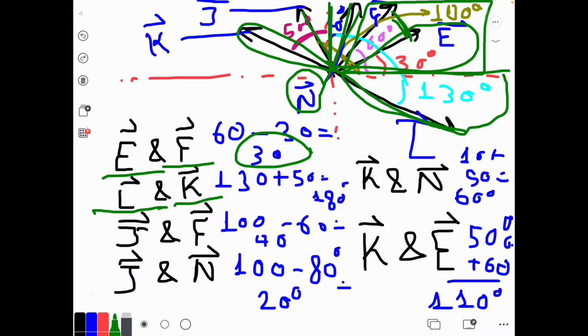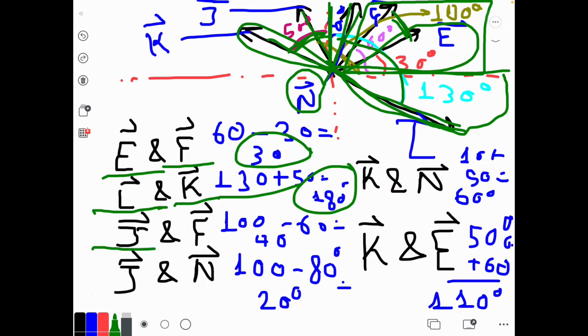Now the next one we have to find is vector Luigi and vector Kyle. Vector Kyle is a 50 degrees angle from the vertical line, and then we have 130 degrees to vector Luigi. So we're going to add them up because they are on opposite sides of the vertical reference line. So it's 130 plus 50, that's a 180 degrees angle. And you can actually see it from here as well: that's vector Kyle and that's vector Luigi.